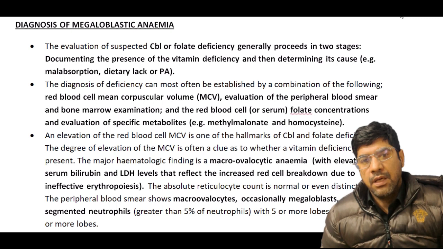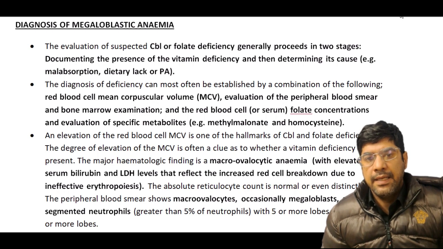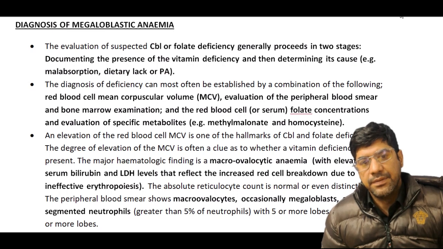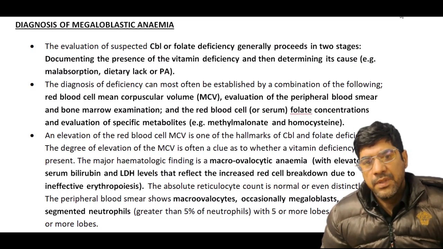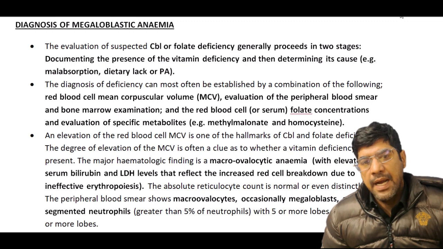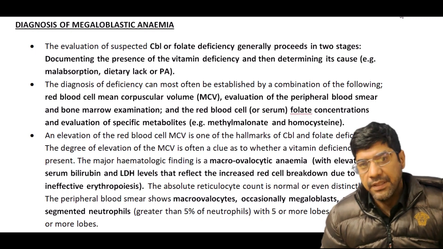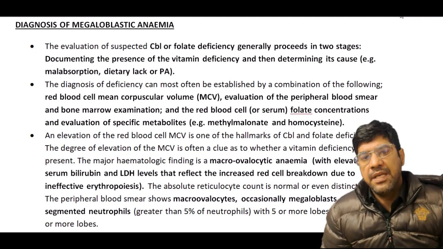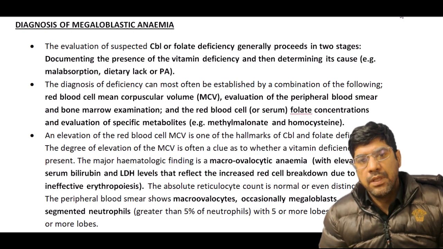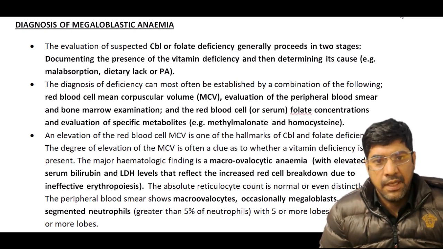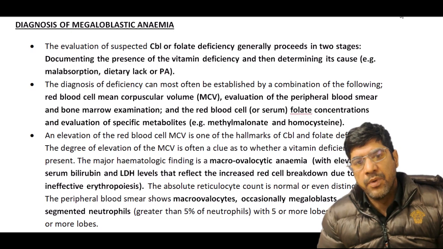Third, you can measure the level of cobalamin and folate in the blood. You can directly assess their concentration. The low levels are indicative of deficiency. Apart from that, evaluation of methylmalonate and homocysteine level in the blood can also help to confirm the cobalamin deficiency. Other tests are the evaluation of serum bilirubin and lactate dehydrogenase. So that can reflect the increased red cell breakdown. The cause would be ineffective erythropoiesis.